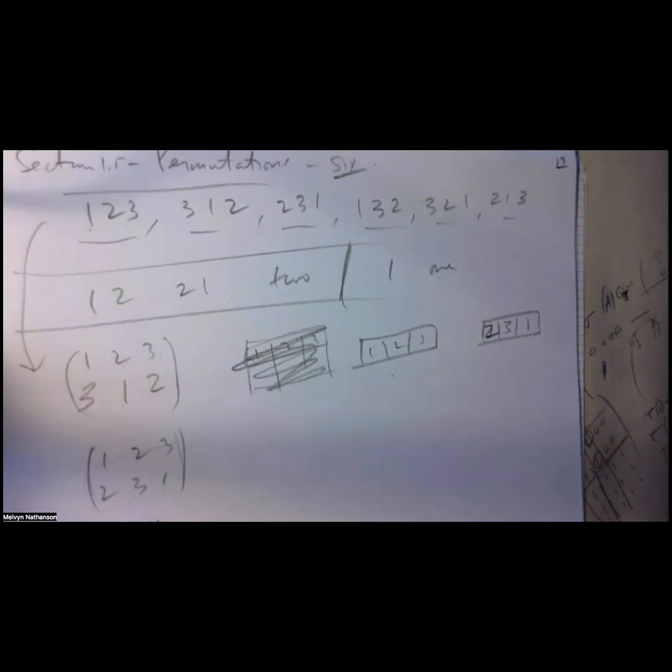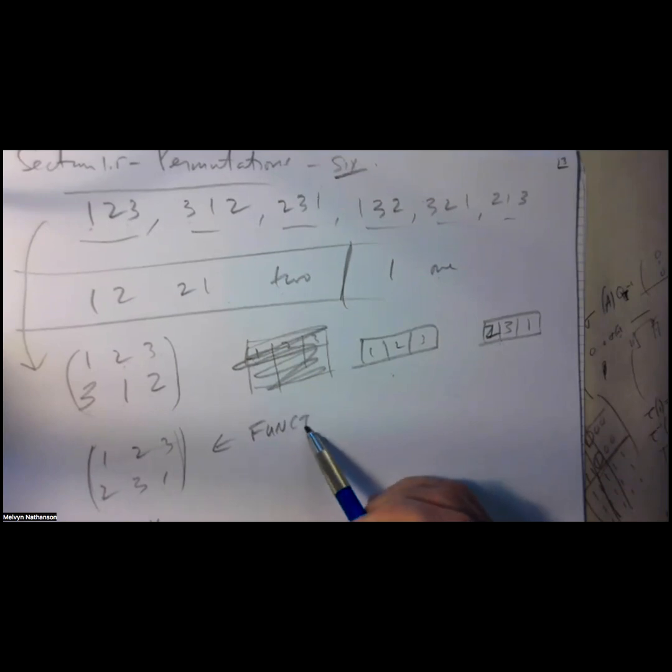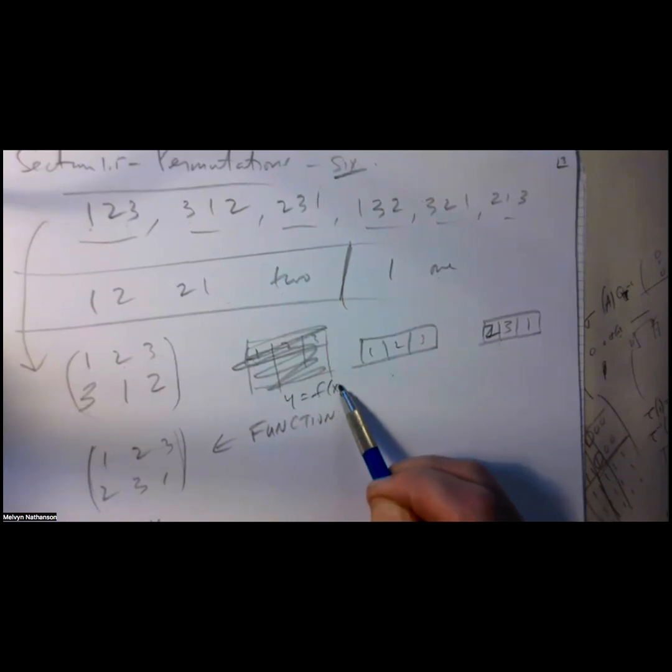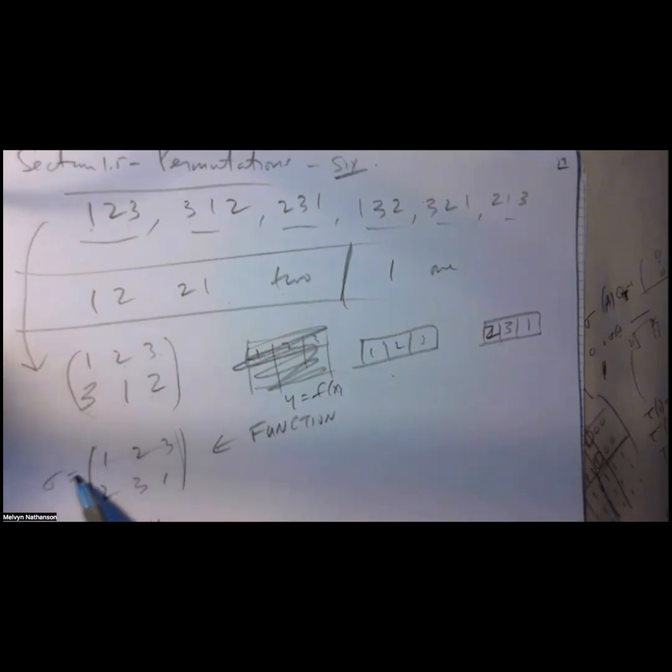So this is going to be the standard notation we use for permutations. And we can consider this as a function, just like in calculus. You know, in calculus, we had a function y equals f of x. Let me call this function, I'll give it a name, this is the Greek letter sigma.